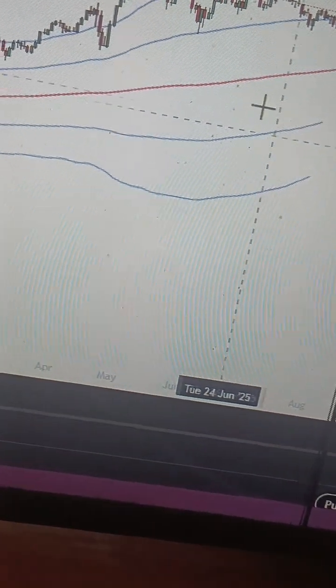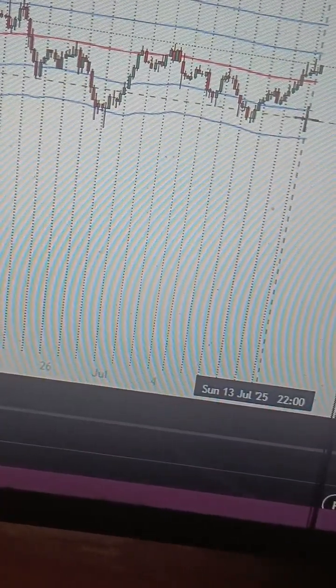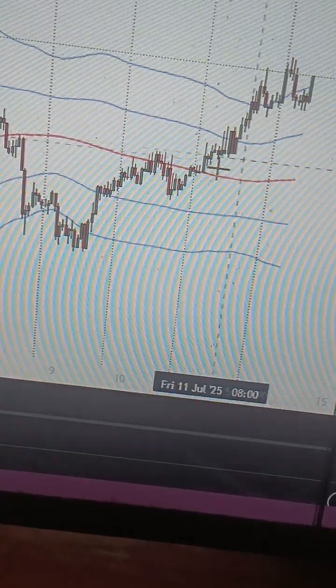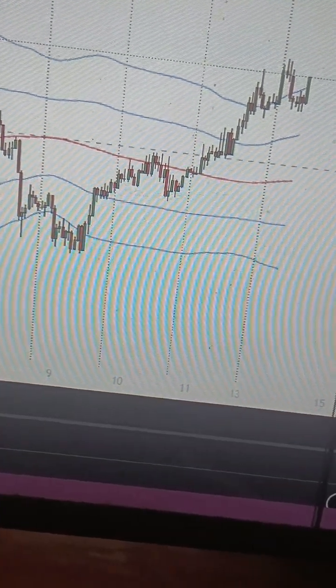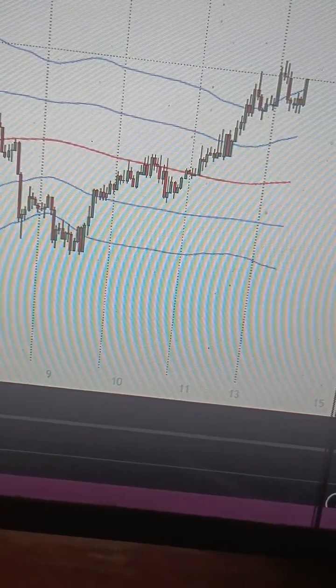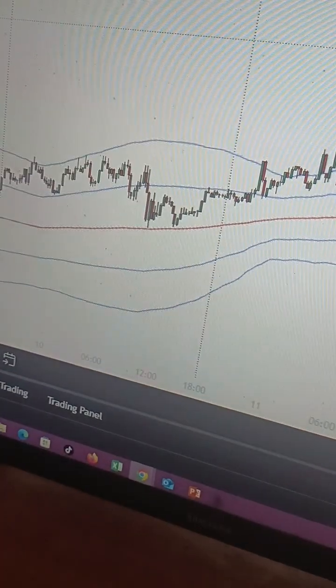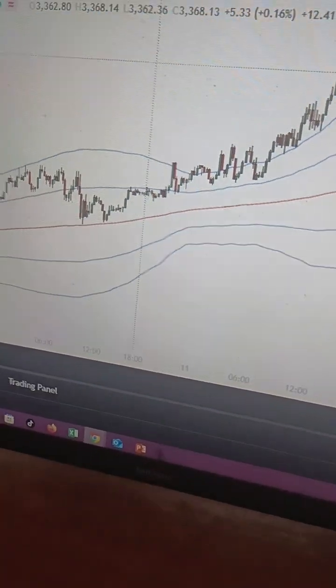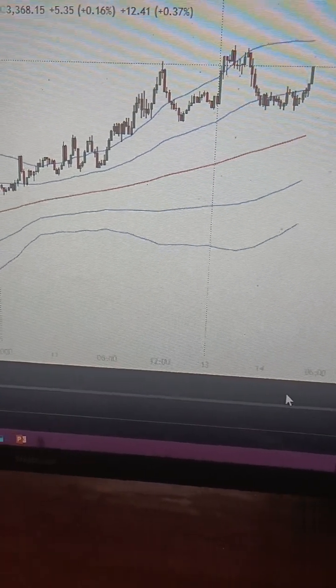So currently, gold in the daily time frame, we are bullish. In the 4 hour, we are bullish. In 1 hour, we are bullish. Which time frame do you want us to trade? 15 minutes. So in 15 minutes, we are bullish too. So this is what we have.